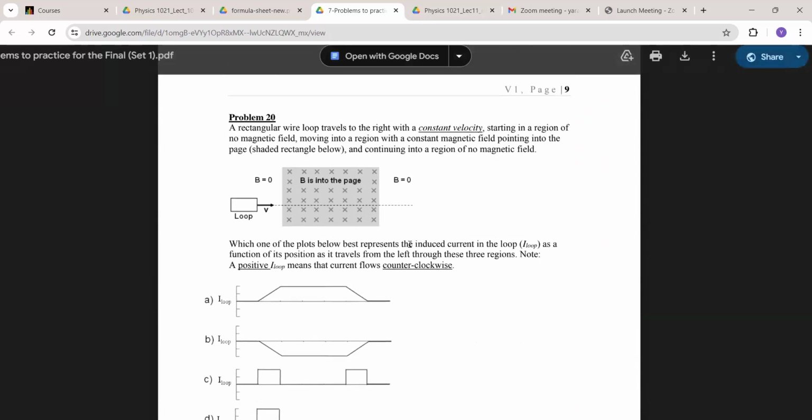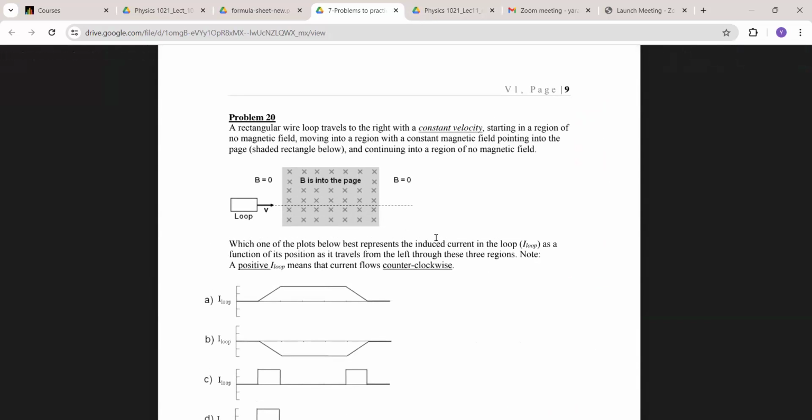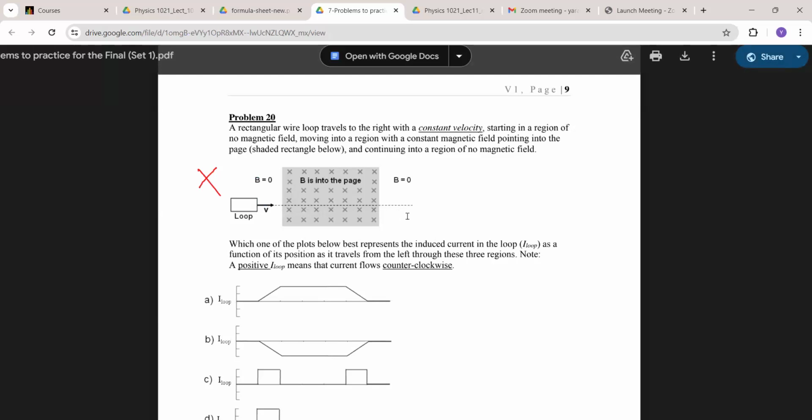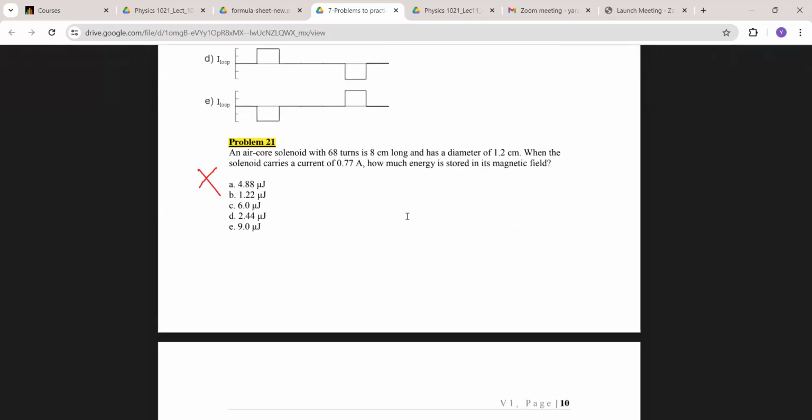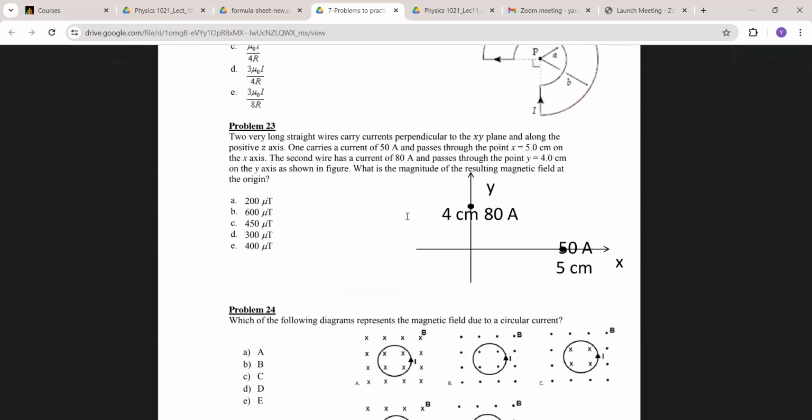There's also this question here. It also talks about the direction. Rectangular, this is moving. Oh no, it's not included? Yes. Okay. What about this question here?